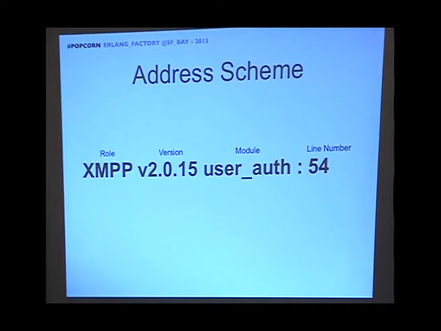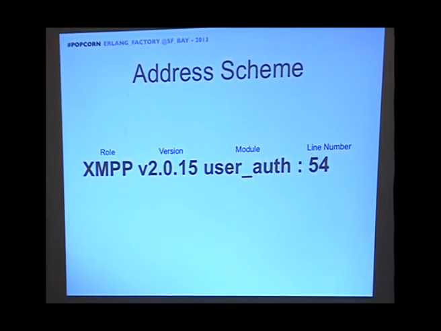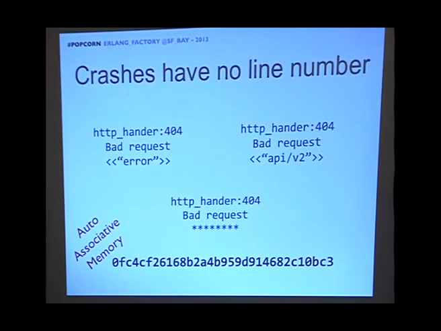In this case, XMPP is the protocol we use, and we have XMPP servers. The particular version of software, the module that had an issue, and the line number give us a unique scheme for saying that this error happened in a particular version and where inside the code.